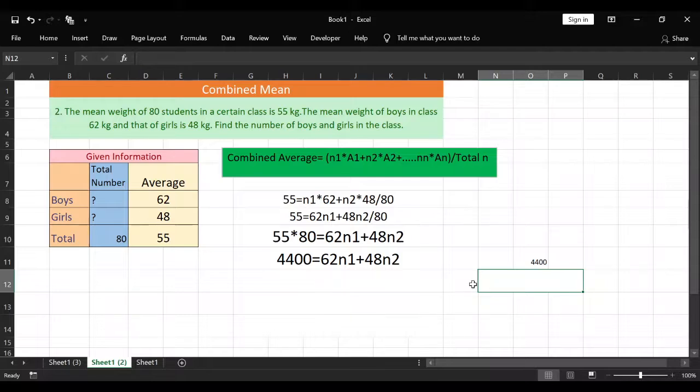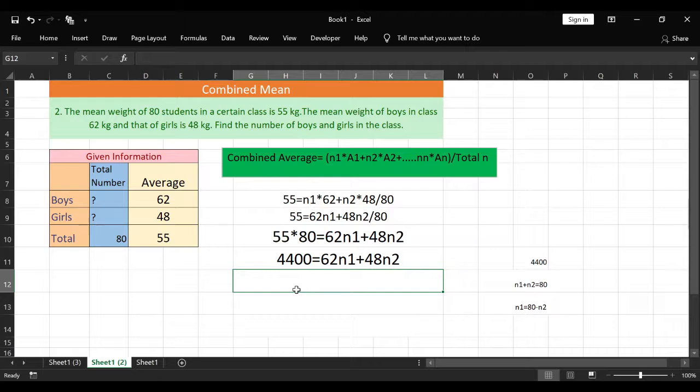So here we can recognize that n1 plus n2 always equals the total number, so n1 plus n2 equals 80. So that again we can simplify this formula. Here n1 equals 80 minus n2. If it is the case, we can substitute either n1 or n2 with this formula. So n1 equals 80 minus n2, and I'll substitute this for n1.